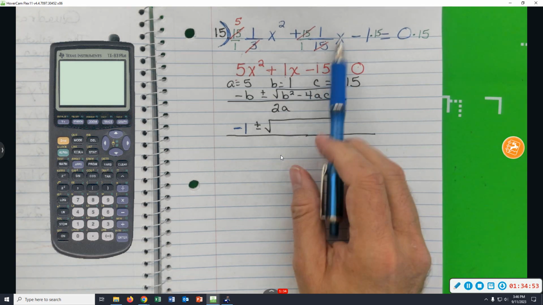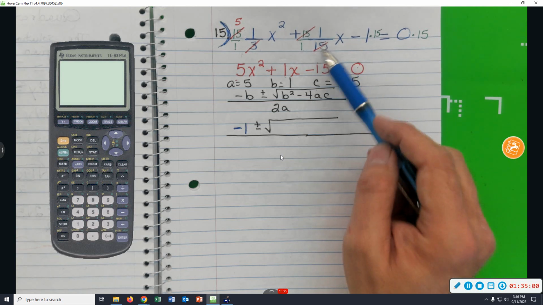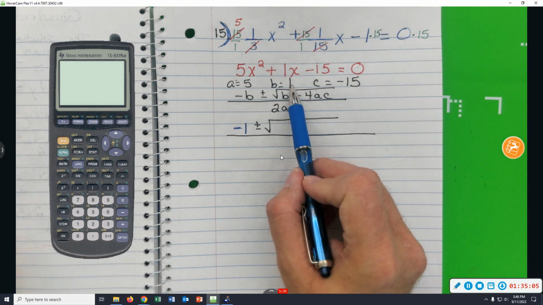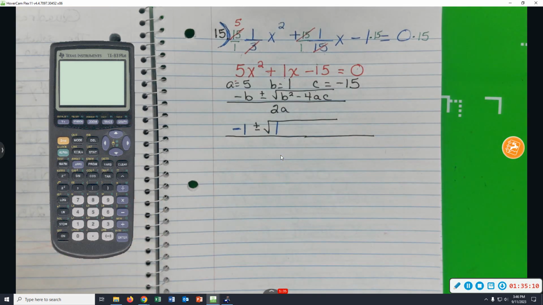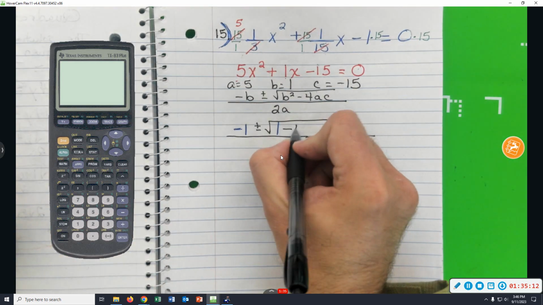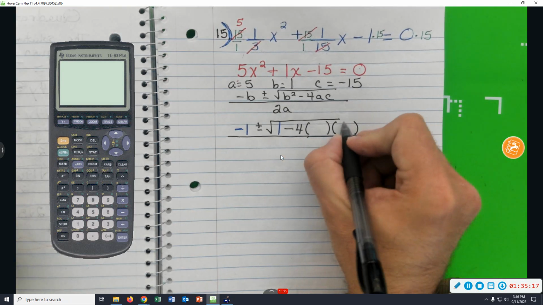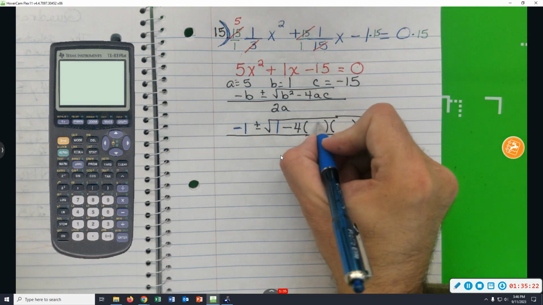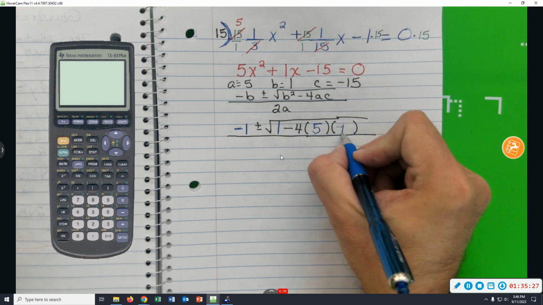You see, if you'd used b as 1 over 15, this would not be a trivial thing. You'd have the fraction 1 over 225 under that square root. Instead, what are we going to have for b squared? Just a 1. 1 times 1 minus 4 times a times c. A is 5. And c is negative 15.